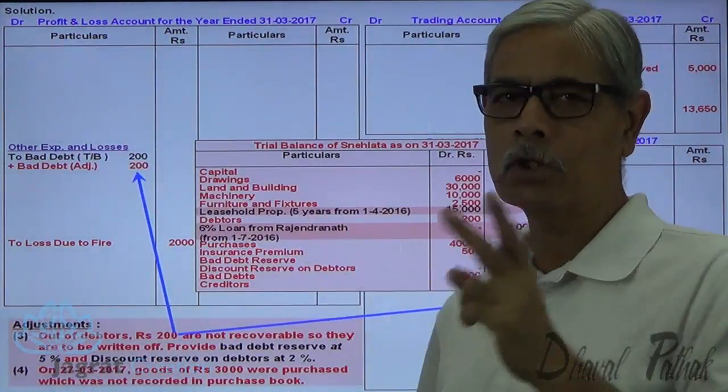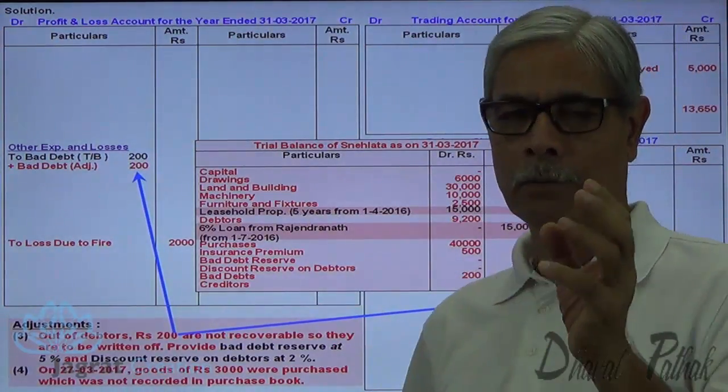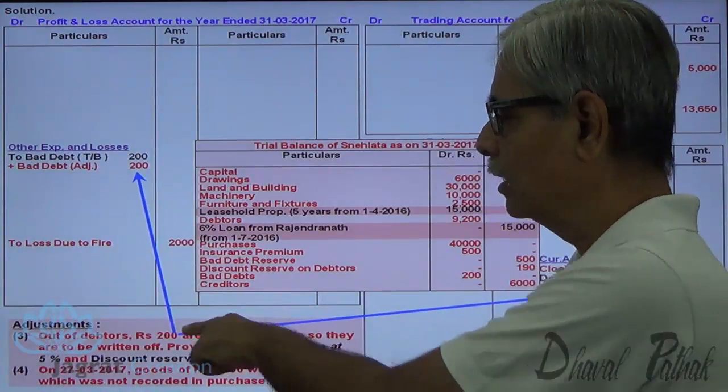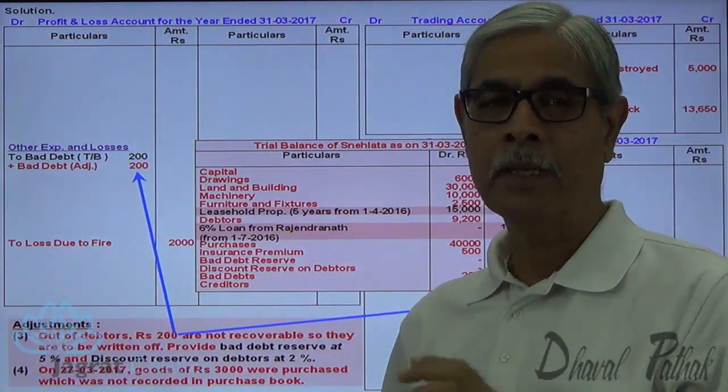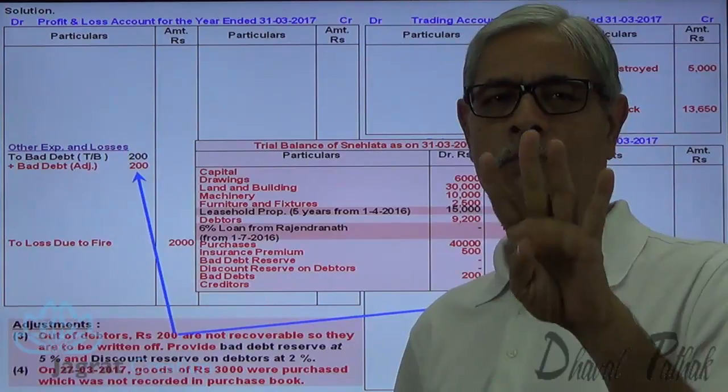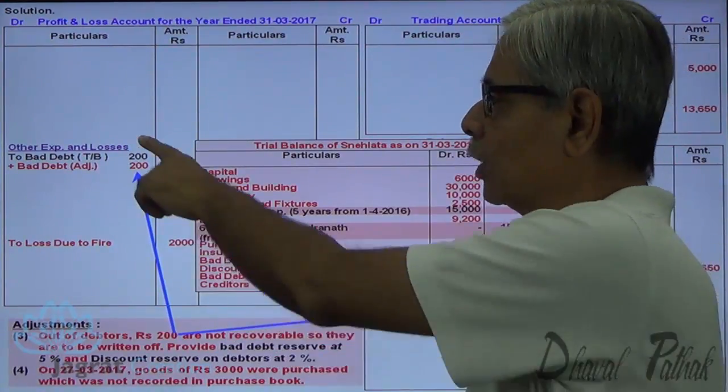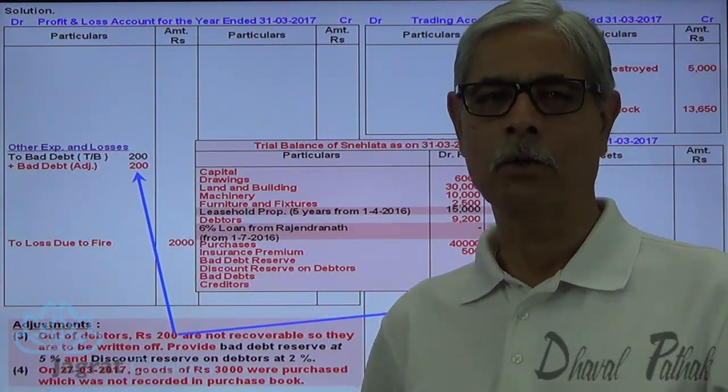This is a bad debt loss of 200 occurred during the year as per trial balance. This is additional bad debt loss occurred at the end of the accounting period, 200. So 400 is the total loss. Total loss on account of bad debts is required to be debited to profit and loss account.